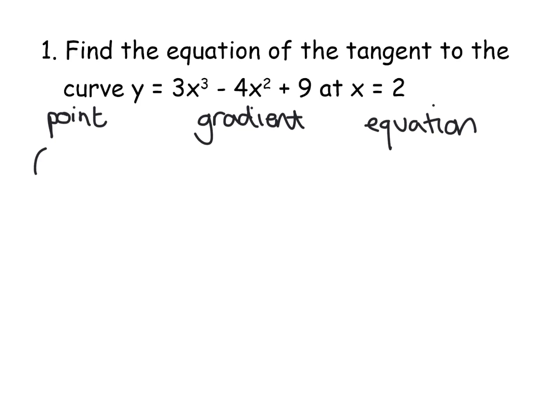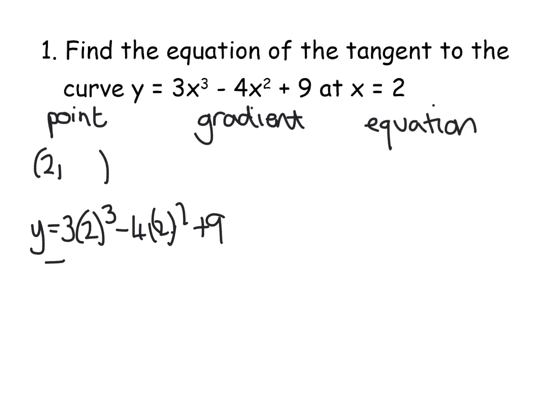Now, we already know part of the point is when x equals 2. So we need to go get the y part of that. So what we're going to do is sub in 2 to the equation. So we're going to have 3 times 2 cubed, take away 4 times 2 squared, plus 9. So 2 cubed is 8 times 3 is 24. 2 squared is 4 times 4 is 16. And then add on 9. So what we've really got is 24 take away 16, add on 9, which gives us 17. So the coordinate we're going to use is 2, 17.